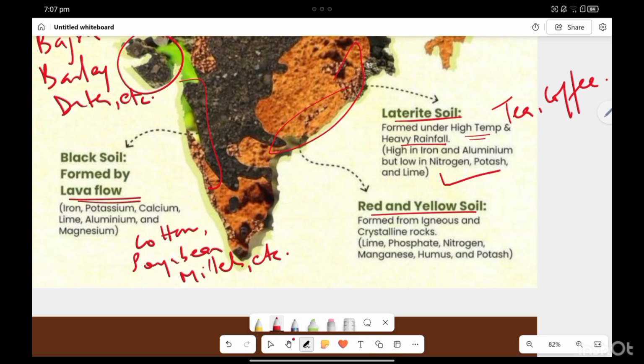Coming to the red and yellow soil formed by the igneous and the crystalline rock forms, and the red and yellow types of soils are mostly found in the eastern and the southern states like Tamil Nadu, Odisha. So in these areas we find the red and yellow type of soil, and they are mostly suitable for the growth of pulses and millets.